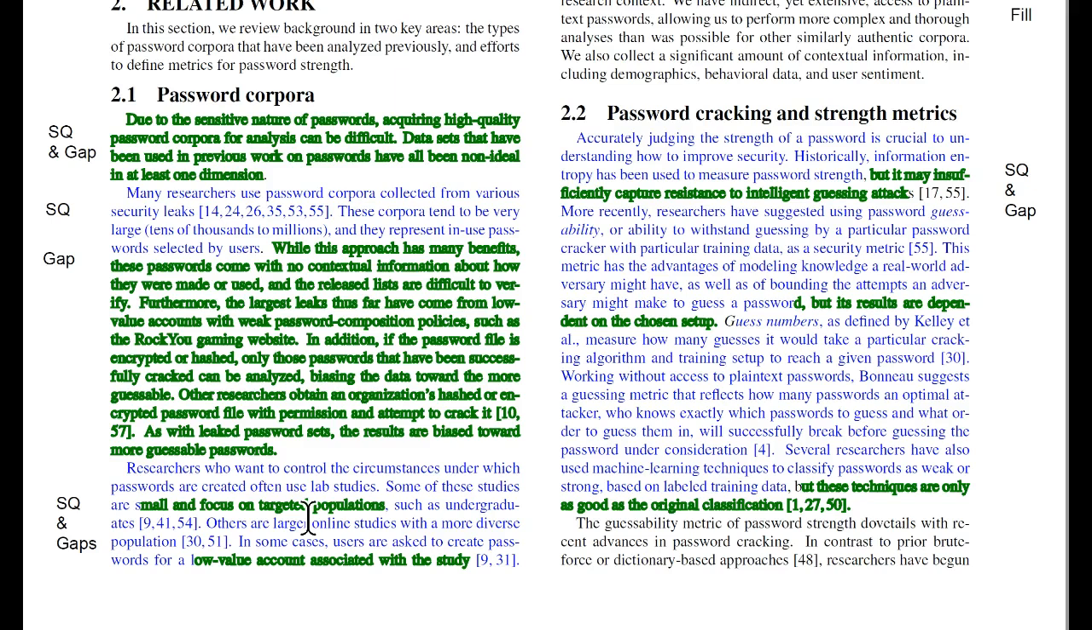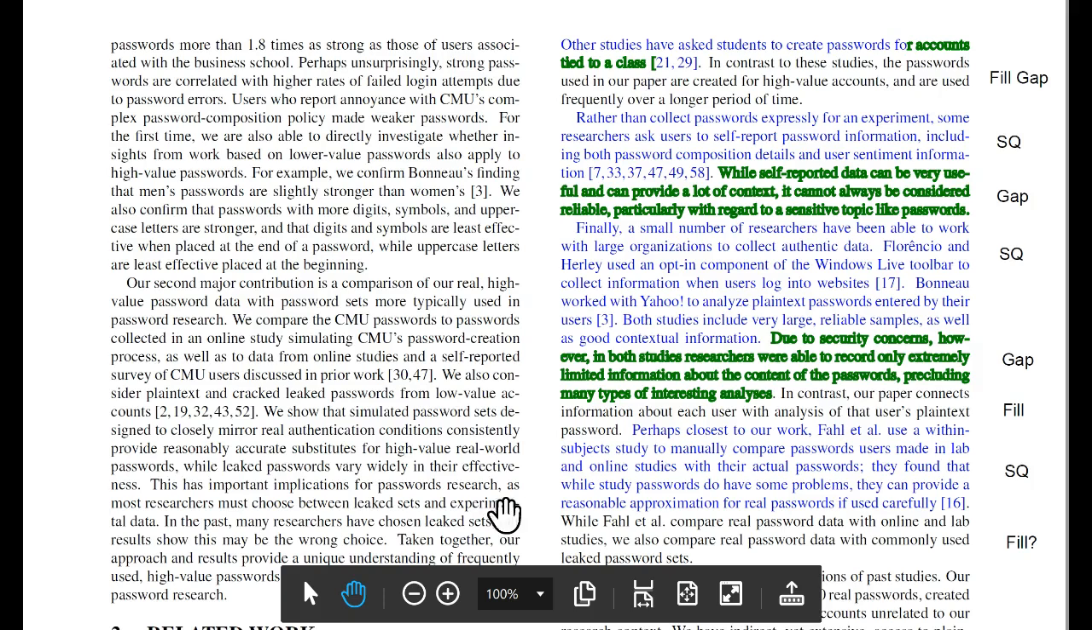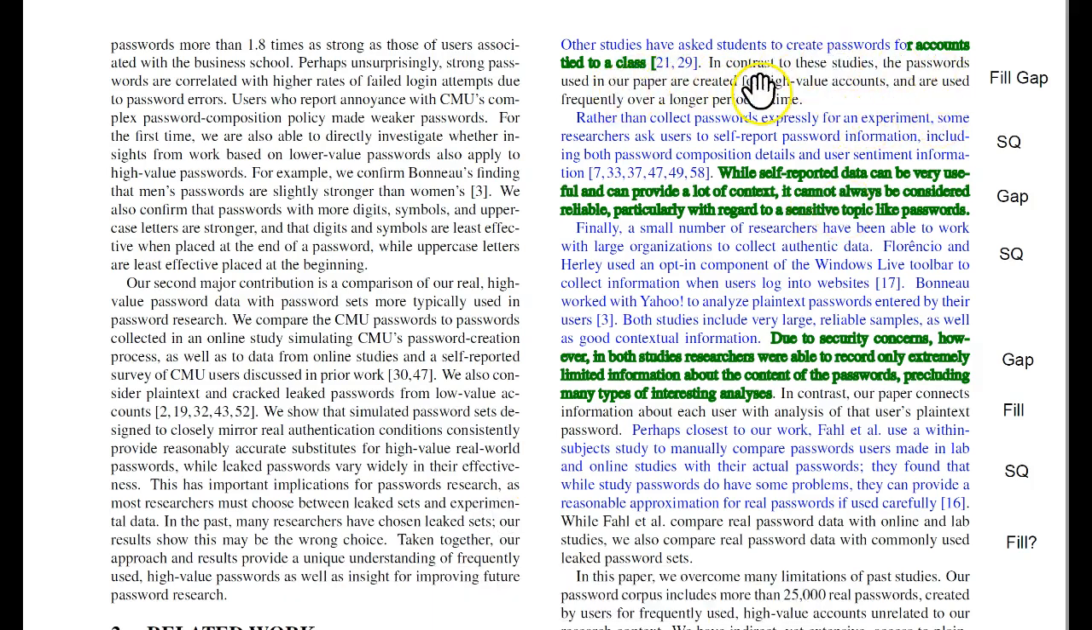Others have used online studies, but the problem with that is that they've used low-value accounts. And then they say still others have asked students to create passwords for accounts tied to a class. Then they gesture towards filling their gap, that this study is going to do something different. Then in the next paragraph, they again group a large number of studies.